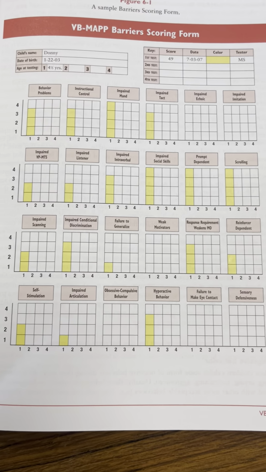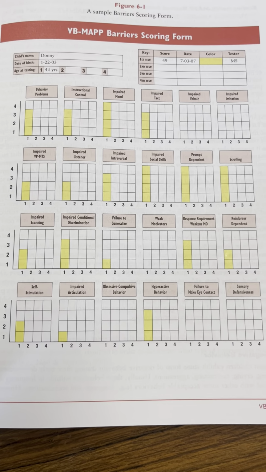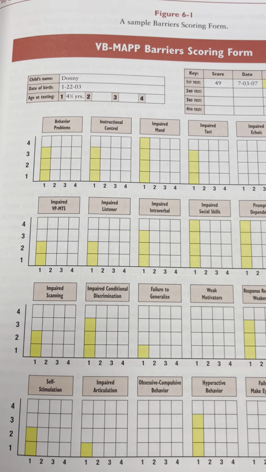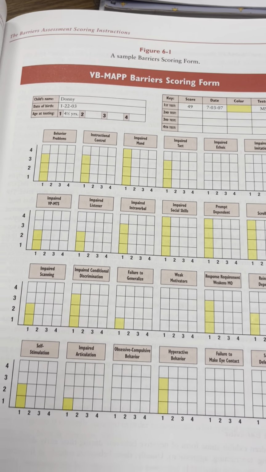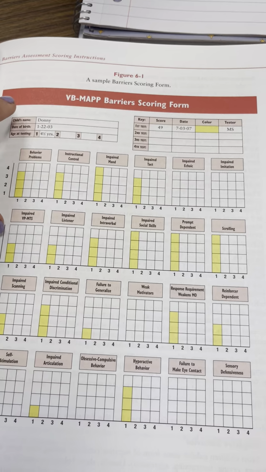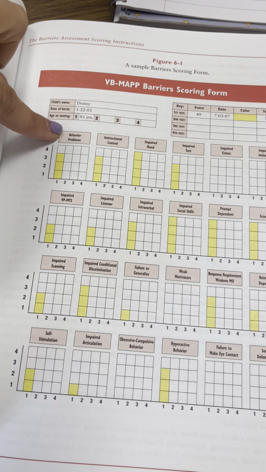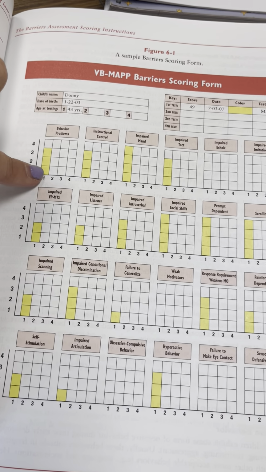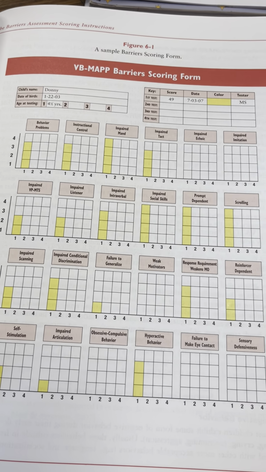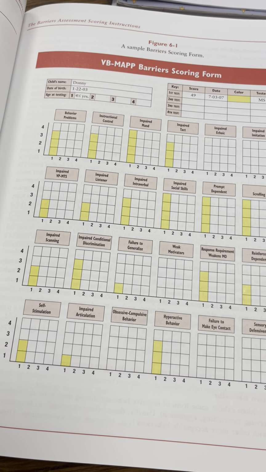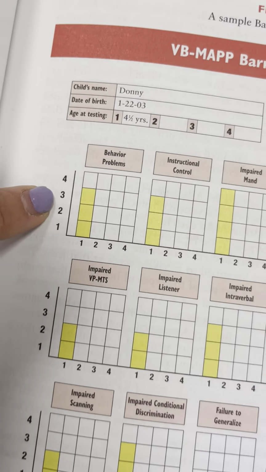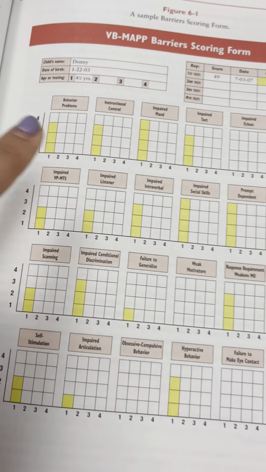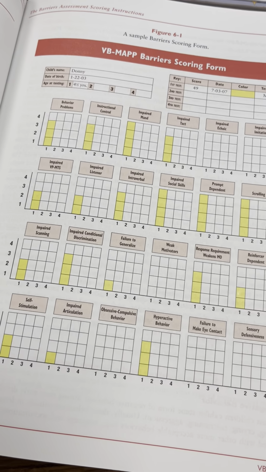Here's an example of what the barriers scoring form looks like. As you can see here, the higher the score, the more the barrier that there is. So if you had behavior problems, here's this first one, and you had a score of 1, that tells me that this student doesn't have significant problem behavior that's impeding their learning throughout the day. This student, Donnie, has a score of 3. So that tells me that the student does have more significant behaviors to note.